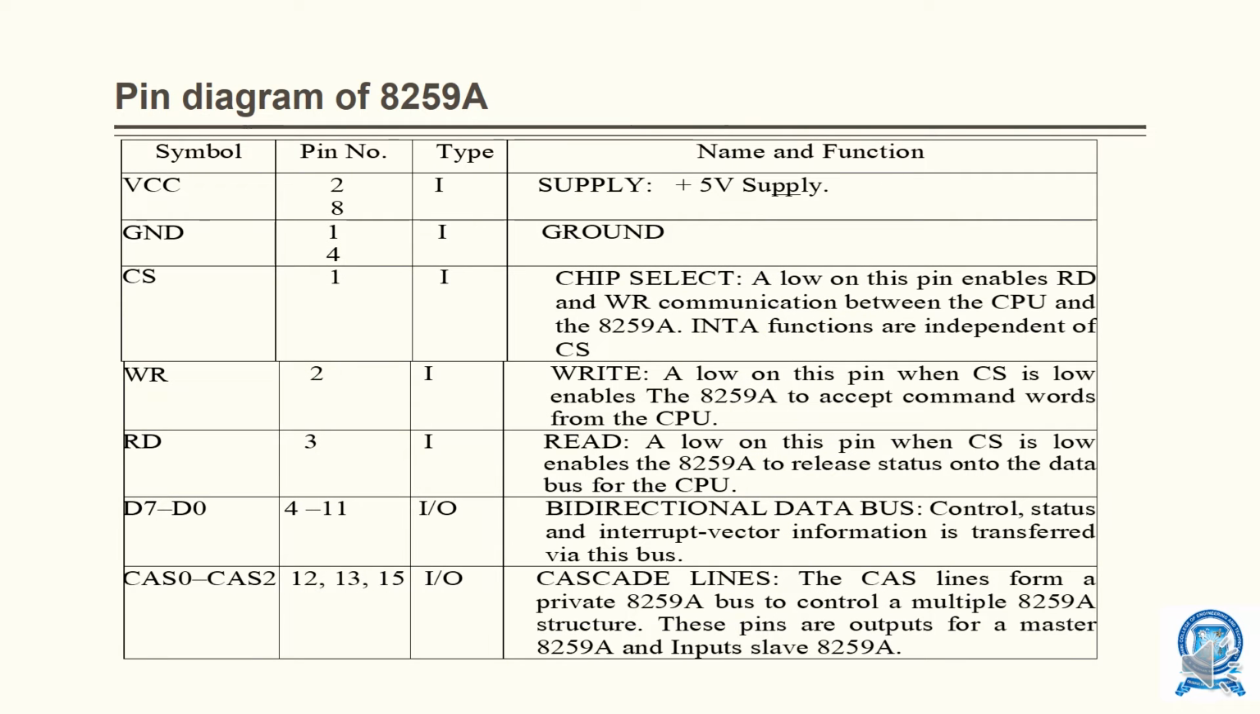So the pins and their functions are tabulated here. VCC is the 28th pin, it is the supply. Ground is the 14th pin, and the control chip select is the first pin, read the second pin, write the third pin. 4th to 11th pins are the bidirectional data bus, and CAS0 to CAS2, these pins are IO pins.